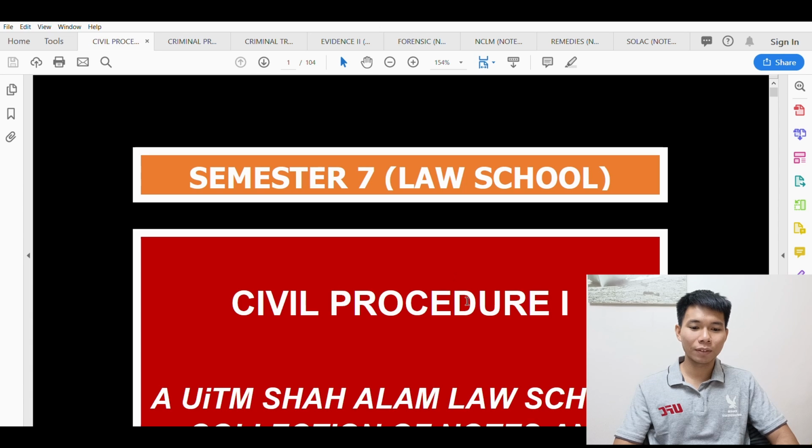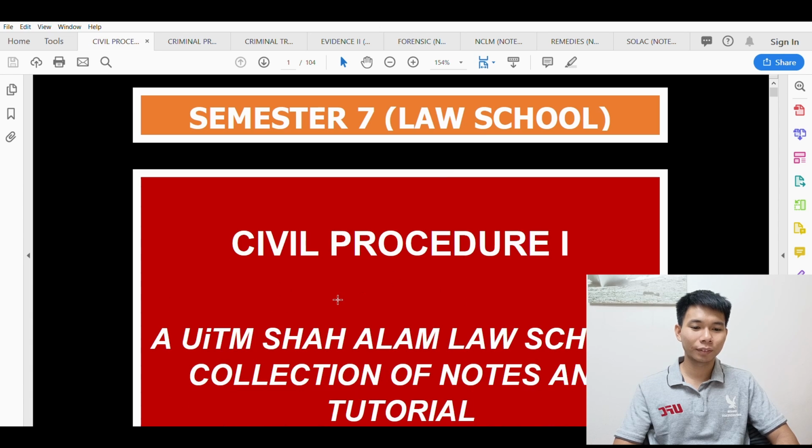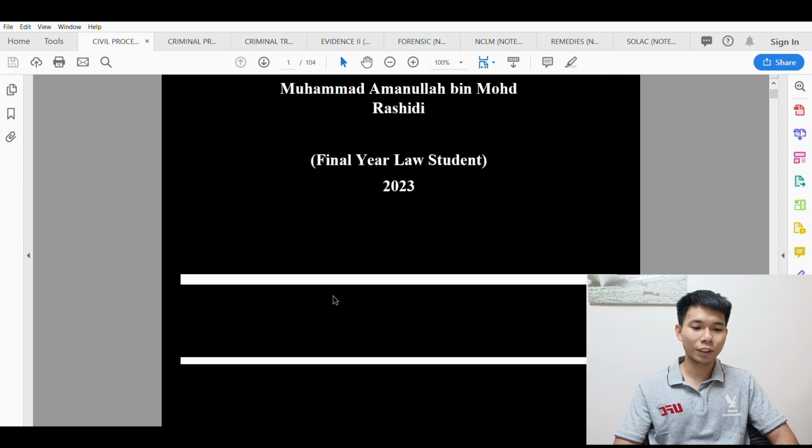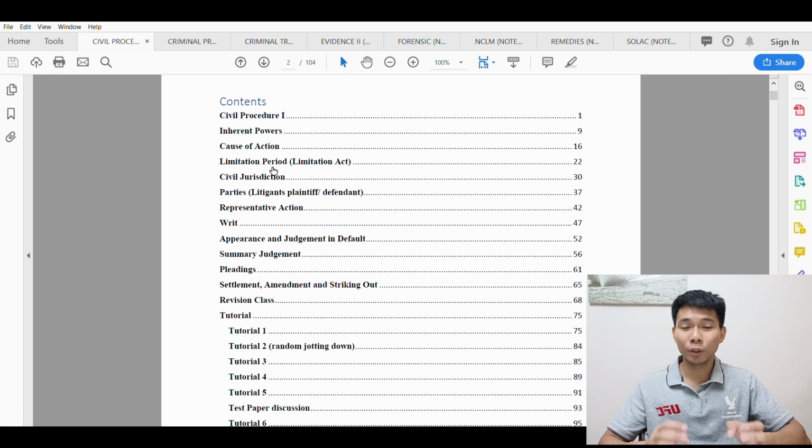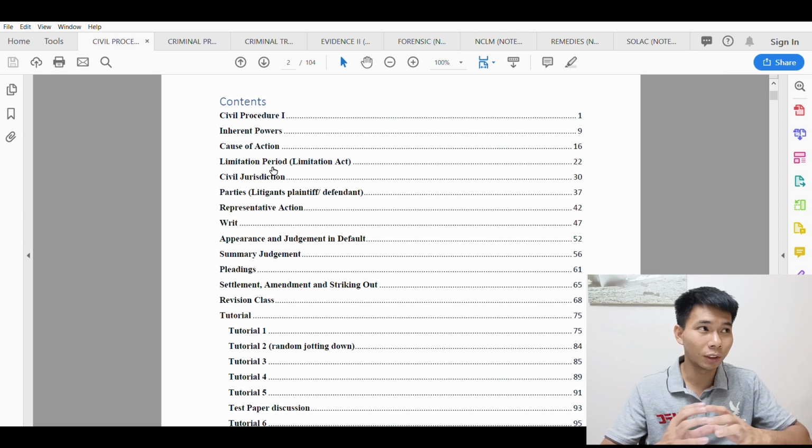And the last subject we have today is Civil Procedure 1, a relatively new subject this semester. It discusses the inherent powers of court, the cause of action, the limitation period, when it will be time barred, the civil jurisdiction, such as what can the court judge on in civil matters. And there will be conflict as to if you commit the breach in Sabah and Sarawak, does the court in Semenanjung have jurisdiction over that matter?